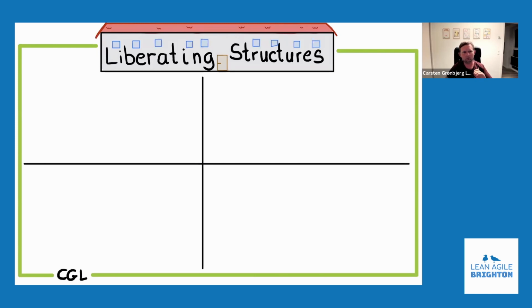And once you've used liberating structures for some time, it just gets second nature to you. I don't think about liberating structures. I'm just using them, which is quite nice.